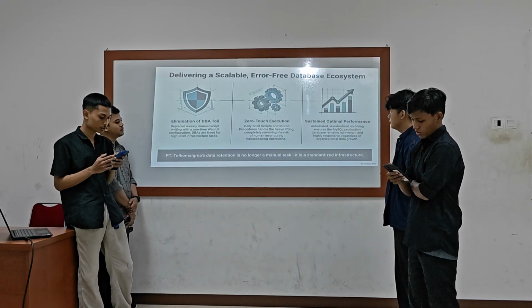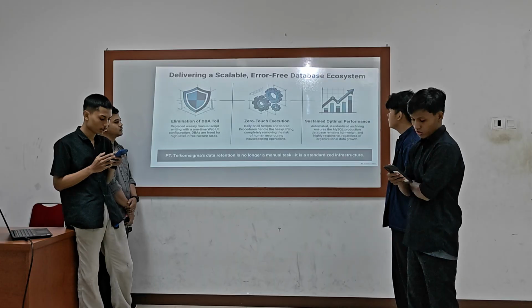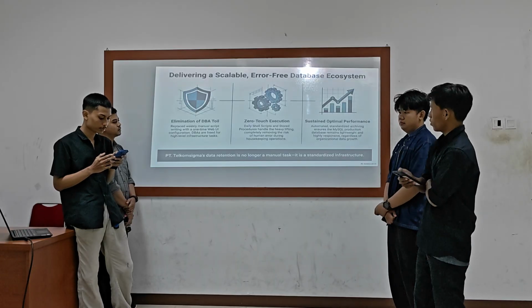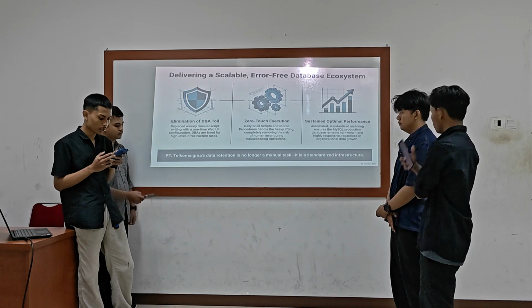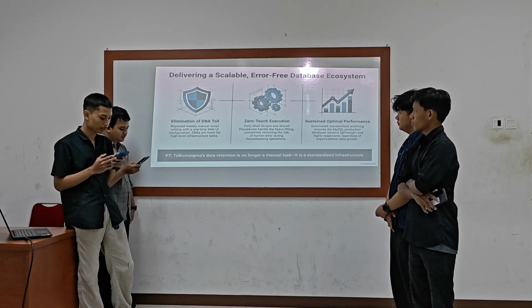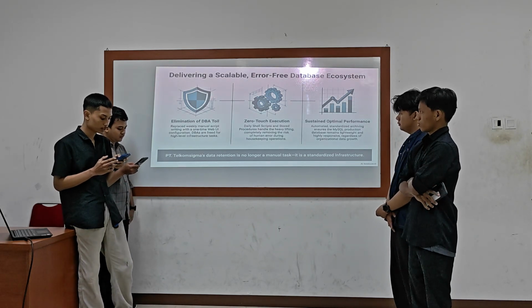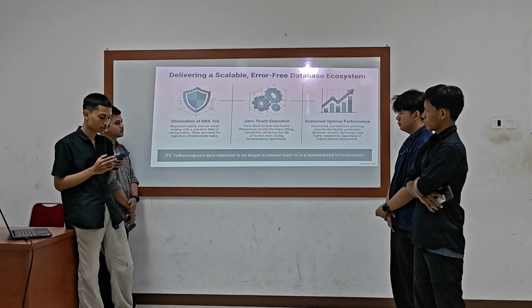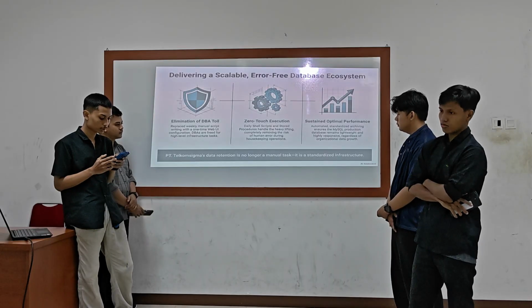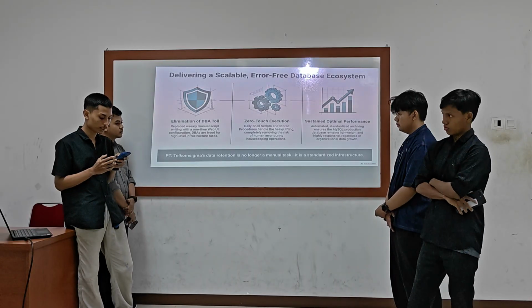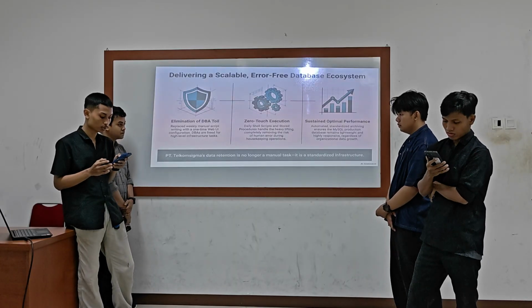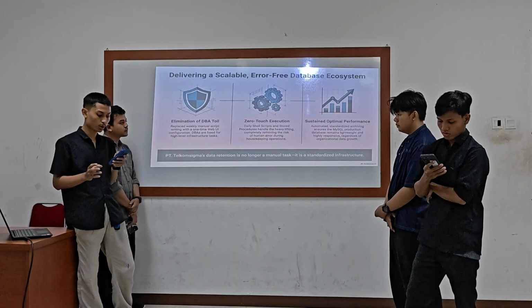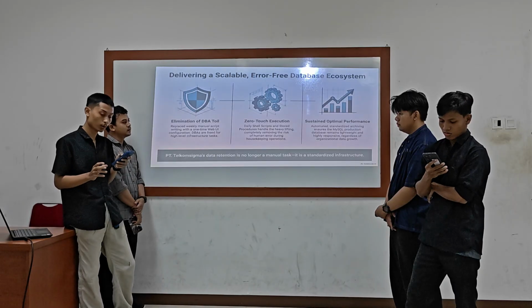Third, it supports sustainable organizational performance by improving database efficiency, reliability, and scalability. In conclusion, the proposed architecture transforms database retention from a manual operation task into a standardized and automated infrastructure that supports long-term business growth.